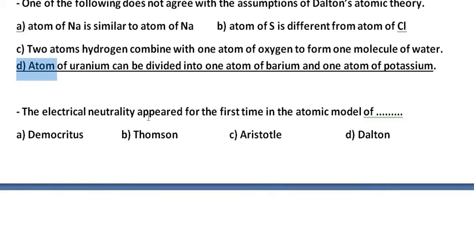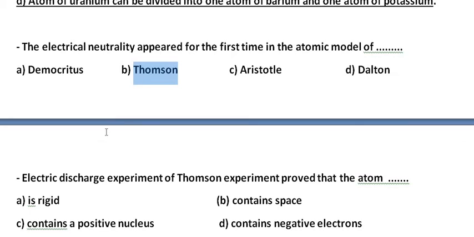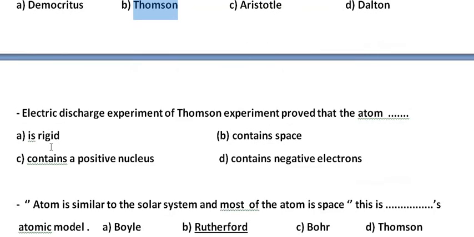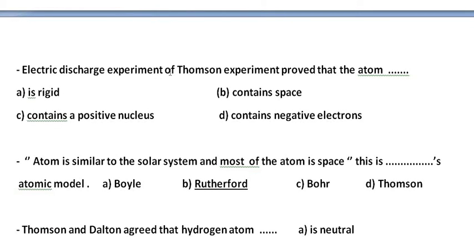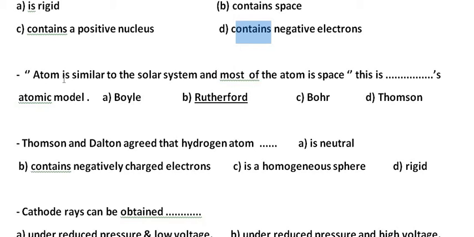The electric neutrality appeared for the first time in the atomic model of Thomson, because Thomson discovered the presence of the electron. Thomson's electric discharge experiment proved that the atom contains electrons. The atom is similar to the solar system, and most of the atom is space. This is the Rutherford atomic model.